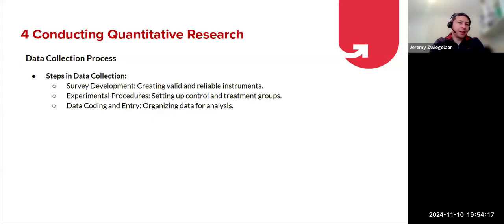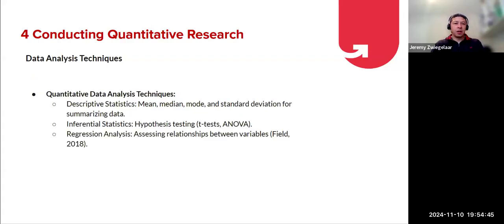So in terms of that data collection process, what we need is to create surveys for the data that we are collecting. They need to be valid and reliable in terms of the instruments that we are creating. You have to set up controls and treatment groups, and the data needs to be coded and entered correctly, ready for analysis. So this is about data cleansing at that point, okay?